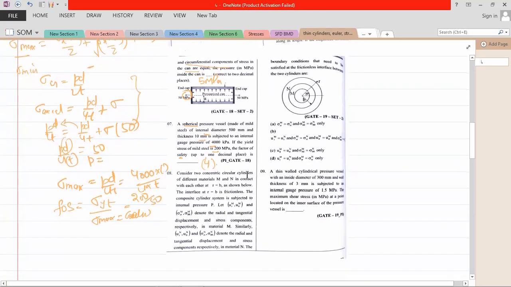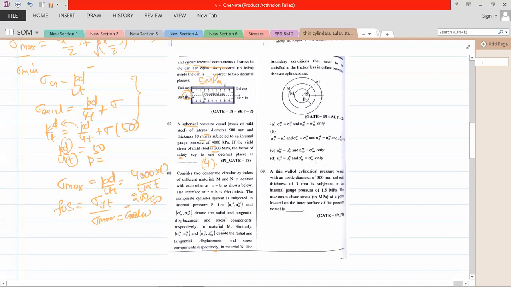Again, it is given two concentric circular cylinders of different materials M and N, at r equal to a, r equal to b, as shown. The interface at r equal to b is frictionless. The composite cylinder is subjected to internal pressure P. Let u_r, u_m and sigma_r, sigma_m and sigma_theta denote the radial and the tangential stress components in material M, and again in N. This can be considered as a thick cylinder problem. You can leave it.